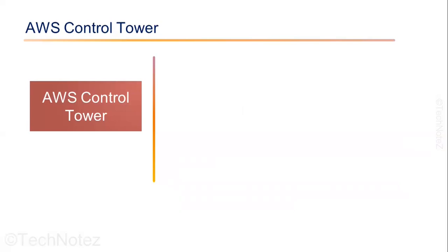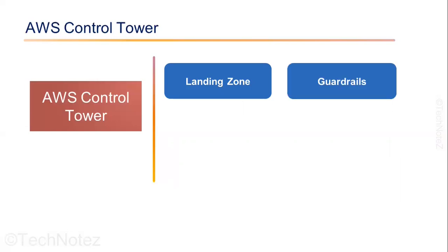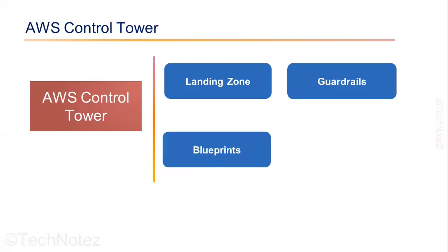AWS Control Tower consists of several core components, including the landing zone. This is the foundation of the AWS Control Tower environment. It is a pre-configured set of AWS accounts, networking, and security settings that provide a secure and compliant baseline for workloads to be deployed. Guardrails. These are pre-configured policies that enforce best practices for security and compliance across accounts in the landing zone. Guardrails can be customized or created from scratch to fit an organization's specific needs.